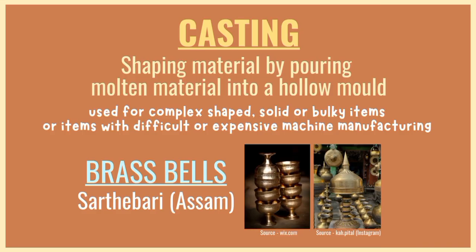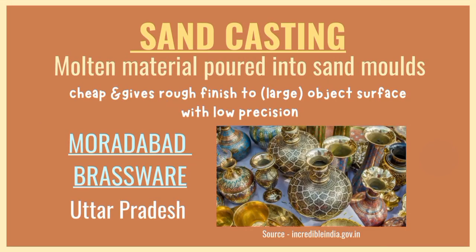For this we have brass bells from Sarthebari, Assam. I've put photos along with the crafts for you to see, however don't intend on infringing any copyrights. Then we have sand casting, where the molten material is poured into sand molds. So basically a mold is made out of sand. It is cheap and it gives rough finish. Moradabad brassware from Uttar Pradesh is an example.